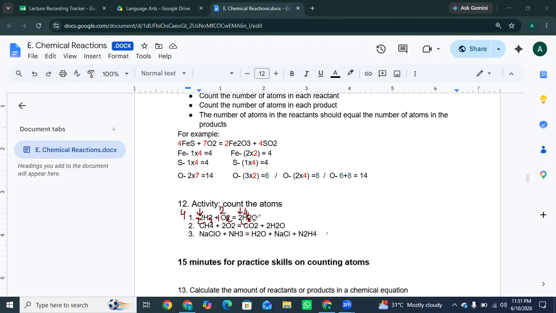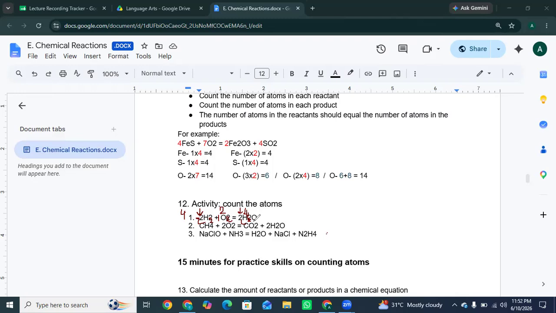2H2 plus O2 is equal to 2H2O. Both sides have 4 hydrogen and 2 oxygen and it matches. Okay? So I will tell you the answer of the next two and you have to identify how. The next one is CH4 plus 2O2 is equal to CO2 plus 2H2O.